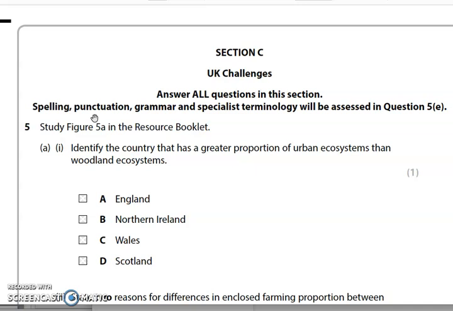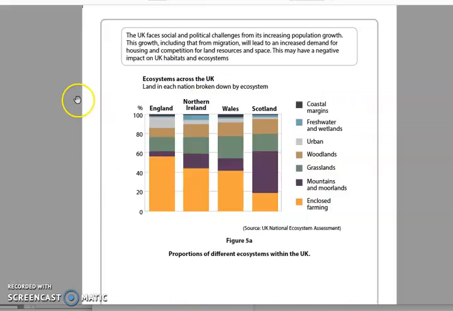So first of all, study figure 5A in the resource booklet. Make sure you read the information that goes with it as well. So you can see that the UK is facing social and political challenges from increasing population, and it will lead to an increase in demand for housing and competition for land, resources and space. This could have a negative impact on habitats and ecosystems.